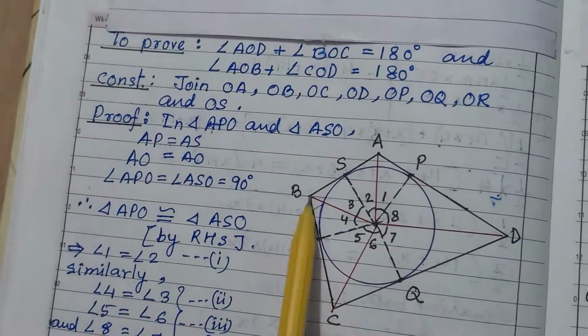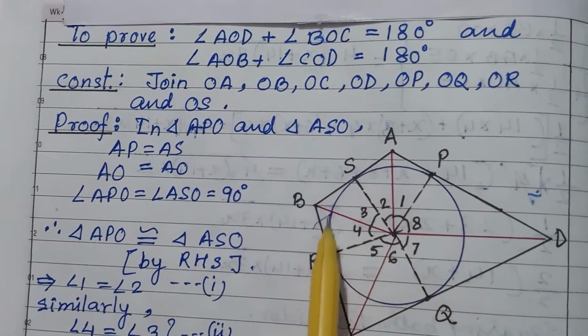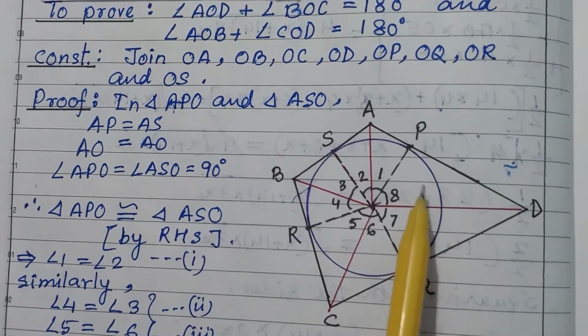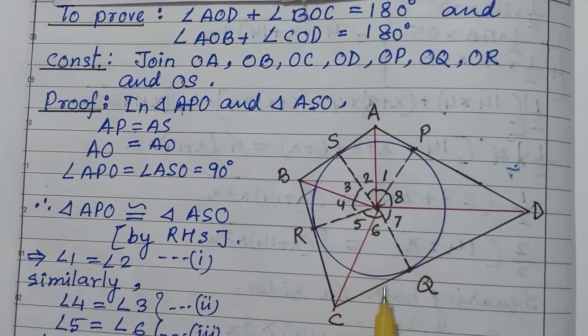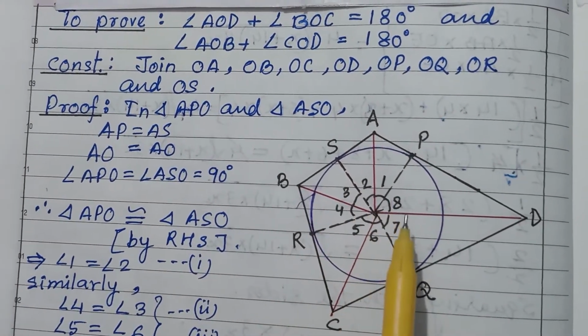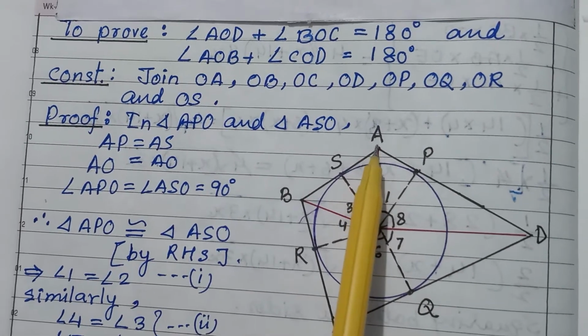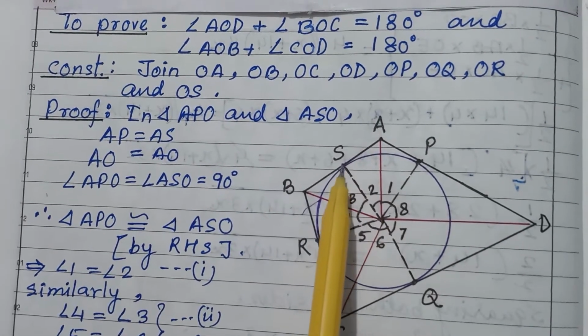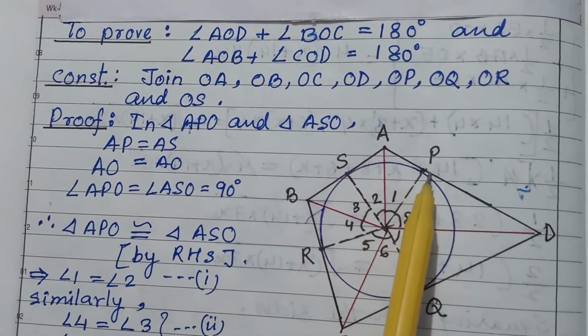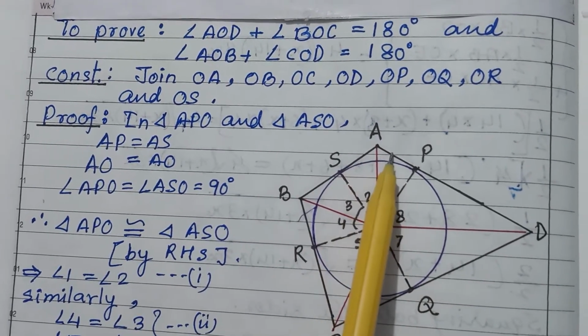It is ABCD, a quadrilateral circumscribing the circle, touching at P, Q, R, S. Now, as O is the external point, from O the tangent OS is equal to OP. From an external point, if you draw two tangents, the two tangents are equal.